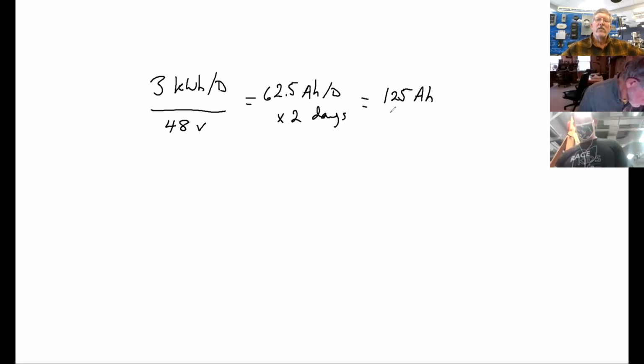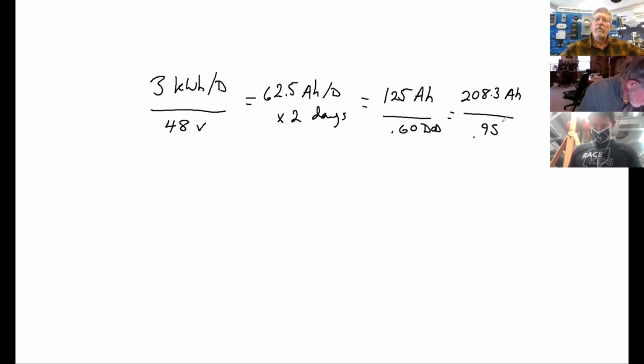What is our depth of discharge? 60%. So we divide this by 60% depth of discharge. So now we're up to 208.33 amp hours, okay? That's if it were 100% efficient, but our inverter is what, 95% efficient? 219 amp hours. All right, so we need a battery bank that's 219 amp hours to service what we've determined.